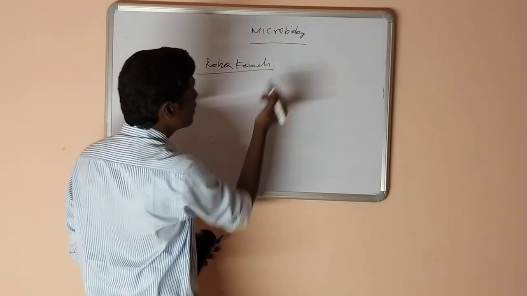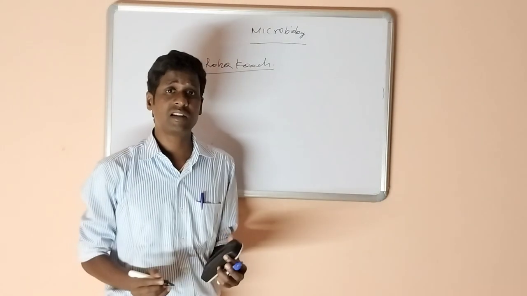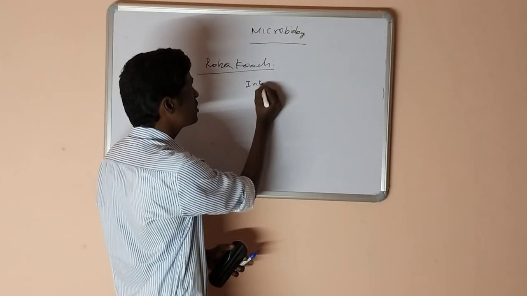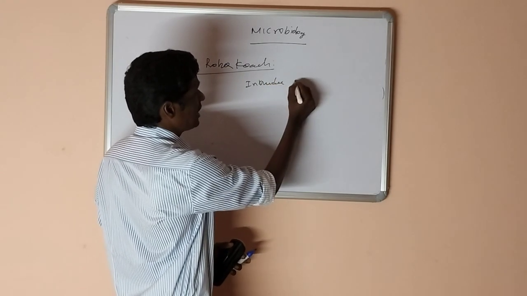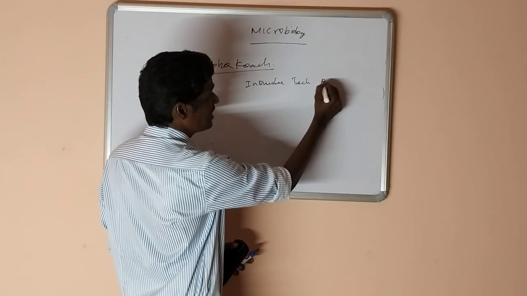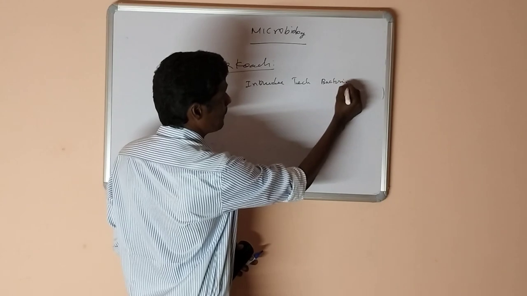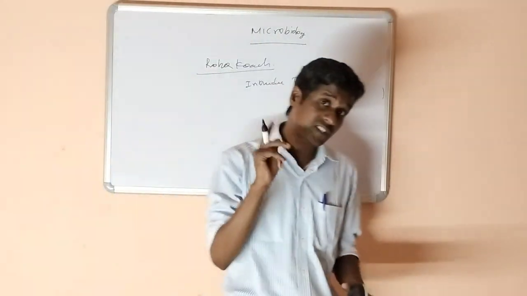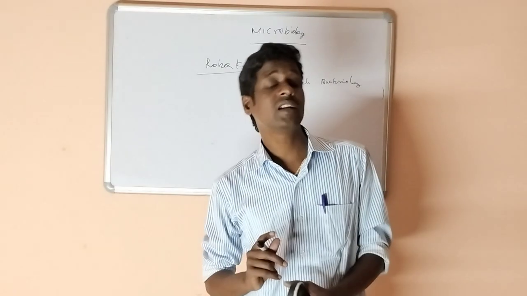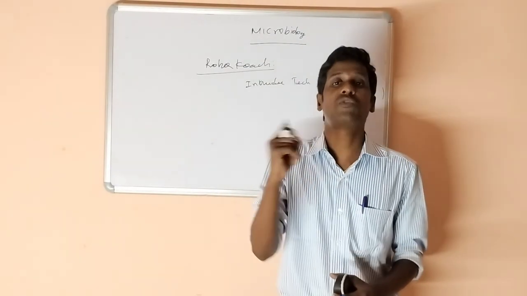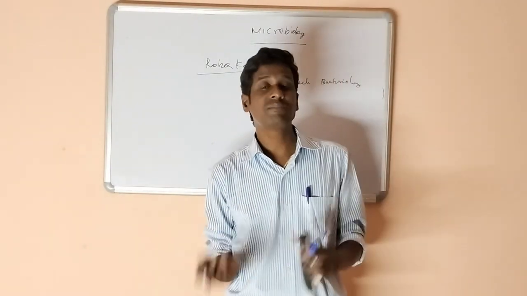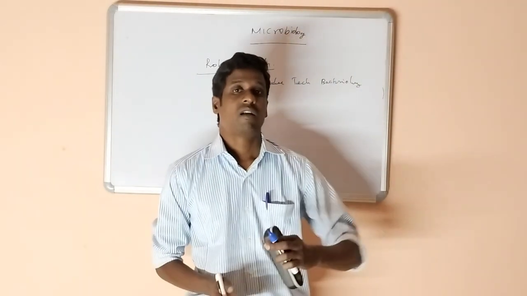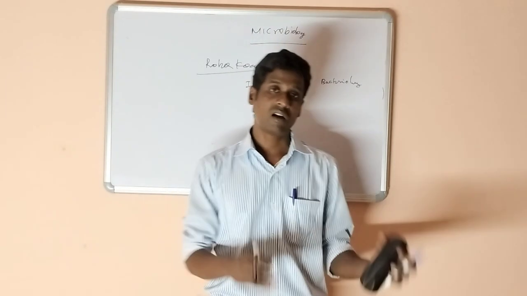Robert Koch is a very good bacteriologist. He introduced many techniques in bacteriology. He used gelatin. Actually, for the first time he isolated the pure form of the bacteria from the disease-affected organism.